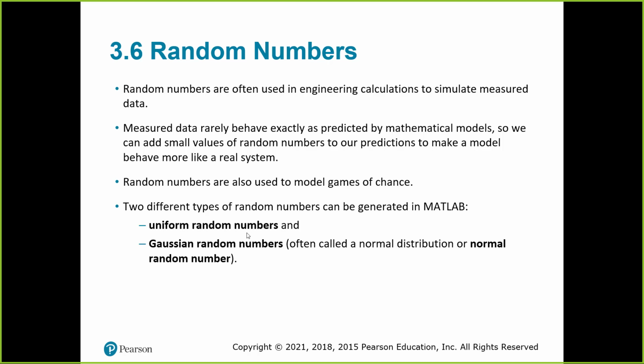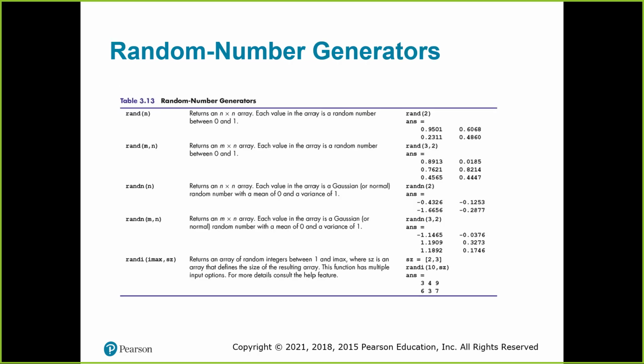So there are two different types of random number generators in MATLAB. There's uniform random numbers and a Gaussian. The difference between the two is rand and randn. randn is the Gaussian, and rand is just a random number generator. So rand generates an array of random numbers between 0 and 1.